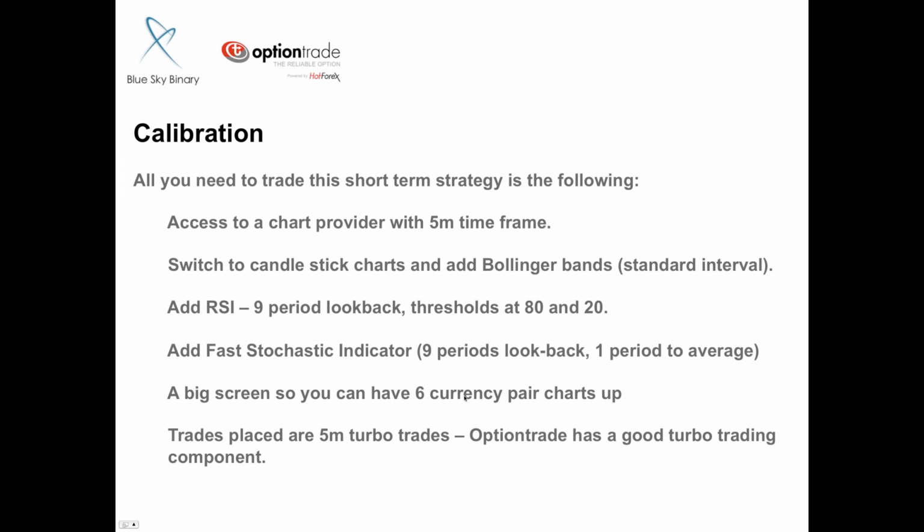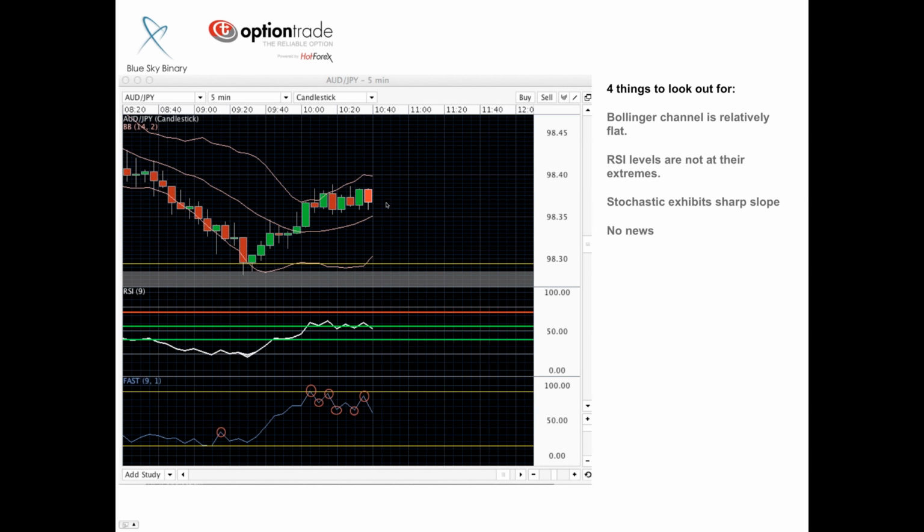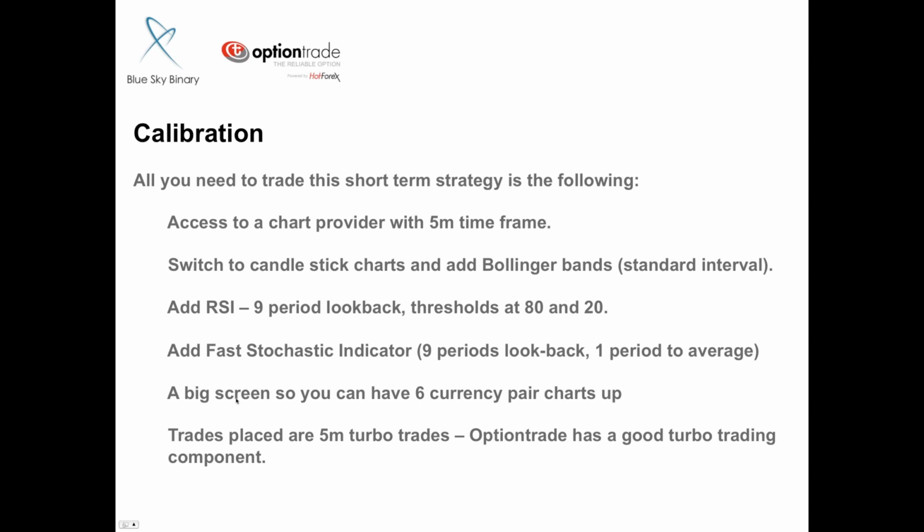And get a big screen so you can have 6 currency pairs up. And the turbo trades that OptionTrade offers or other brokers offer are generally speaking focusing on the majors. You don't get to trade that many exotics. You can also trade commodities. This strategy also works in commodities. And finally, don't forget, the trades placed are 5-minute turbo trades. If you get really good, you can do 3-minute turbo trades. But I would stick to 5 minutes.